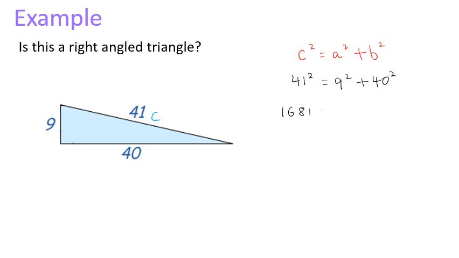Then I get out my calculator and I work out 41 squared is 1,681. 9 squared is 81, and 40 squared is 1,600. Then I put in my calculator, and 81 plus 1,600 is 1,681. So they equal the same. So therefore, it is a right-angled triangle.